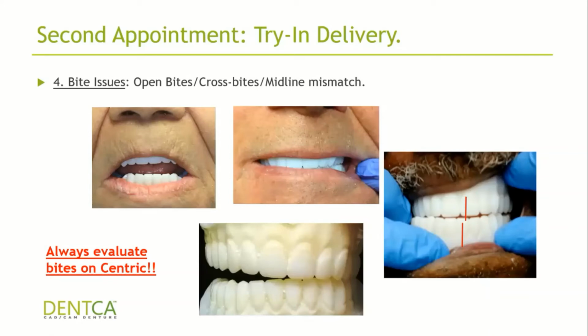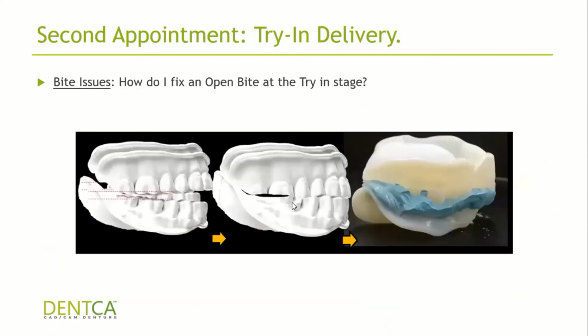Now, if you do get an open bite, it's pretty important, especially if this open bite is over 4 millimeters open, that you grind the posterior teeth until only the anteriors touch and then take that bite.